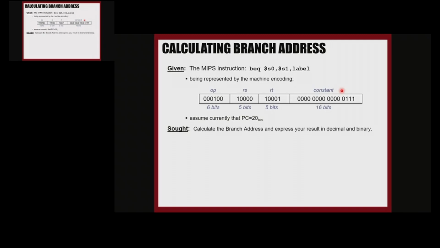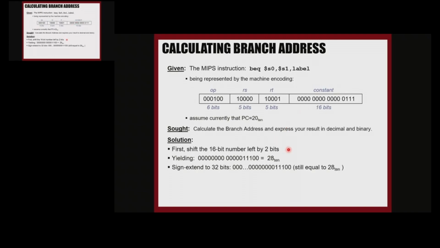That's exactly right. Okay, so now let's do it step by step. You get the constant value, shift it left twice, which is equal to multiplying it by 4, and this is what you get. This number is 28. Then you have PC plus 4 calculated. I mean, obviously, if you sign extended, you're still gonna get 28. It doesn't matter really.